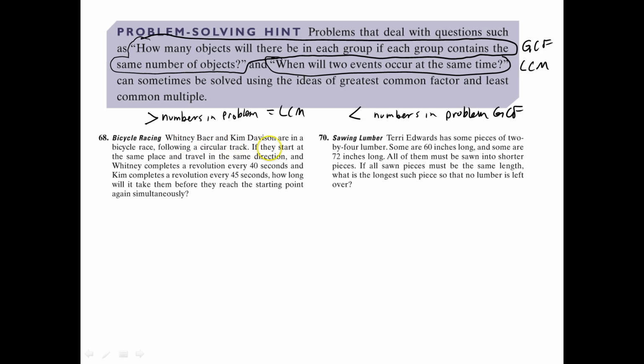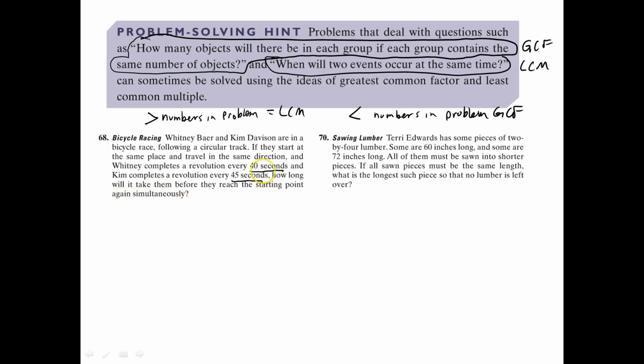We have Whitney and Kim. They're in a bicycle race, going around a track, starting at the same place, traveling in the same direction. Whitney is going slower than Kim. Whitney's doing a revolution in 40 seconds. Kim is doing a revolution in 45 seconds. How long will it take before they reach a starting point again simultaneously?